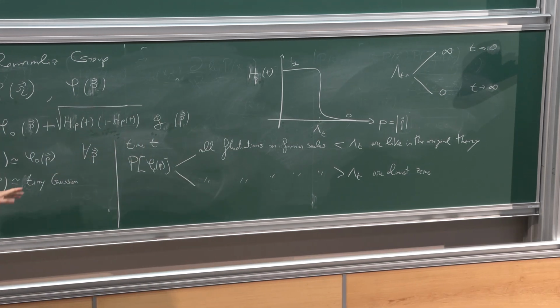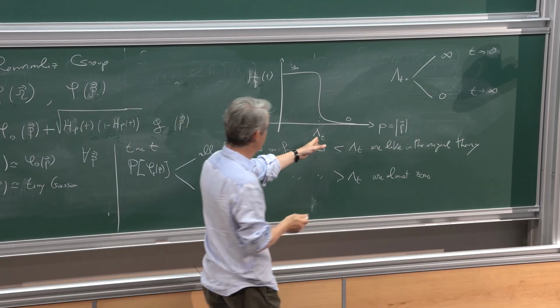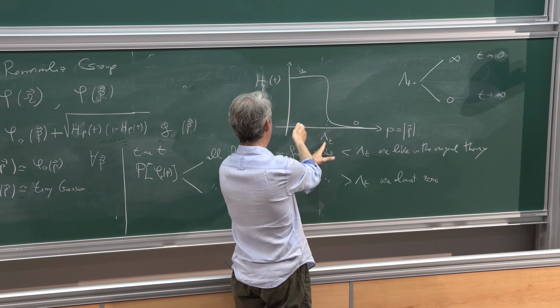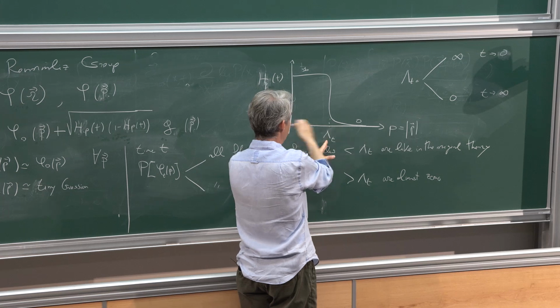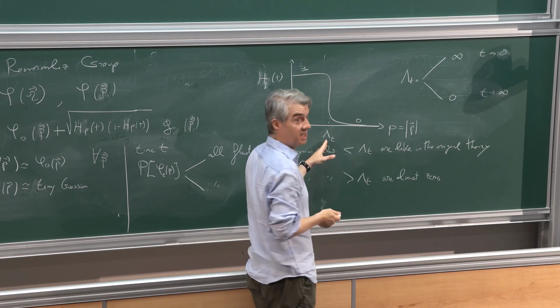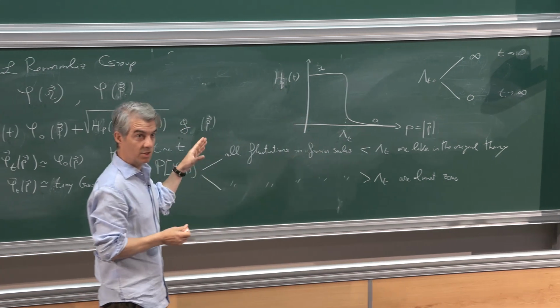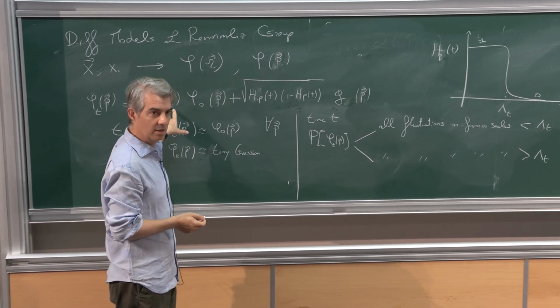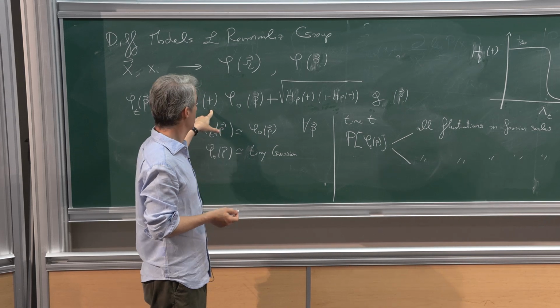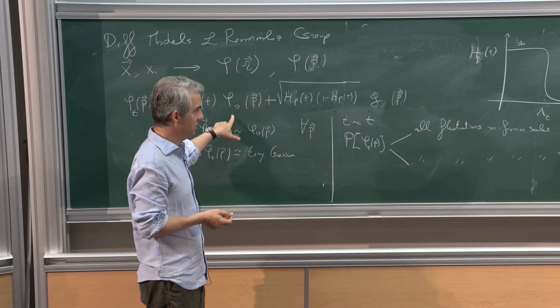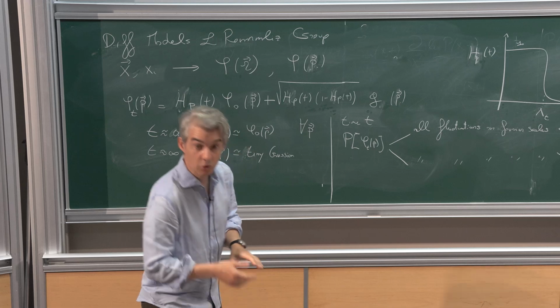This is just because when I fix lambda t, all the p which are less than lambda t get 1, and all p which are larger than lambda t get 0. So what this is doing on H is a cutoff function. H is like a cutoff function, exactly. So what this interpolation is really doing is what you want to do when you do RG.